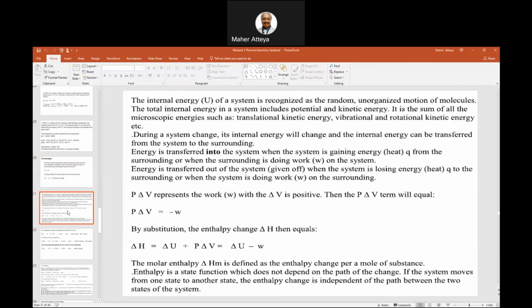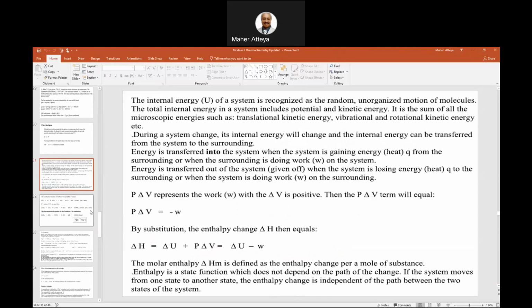And here we have U, internal energy of the system. You are looking at the motion of the molecules within the system itself. It's very random, and you cannot pinpoint where the motion is. The molecules are all over the place. So this is your U. Then you have the work here. This is the work, correct?